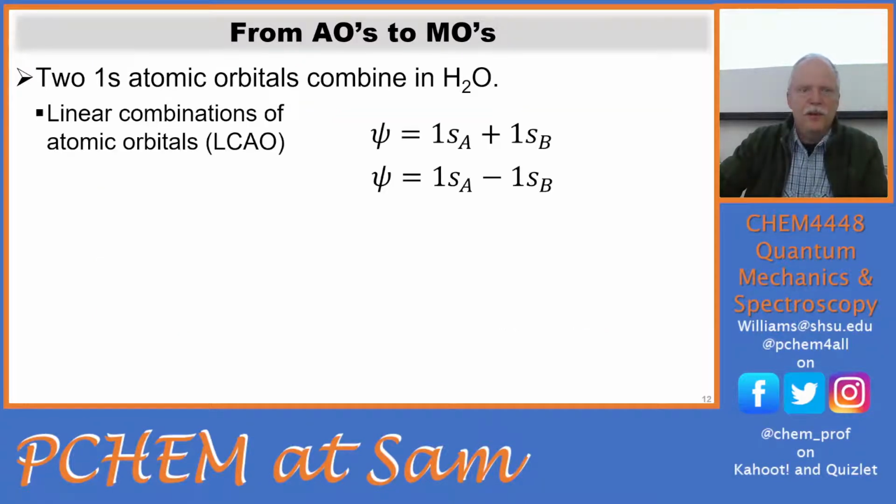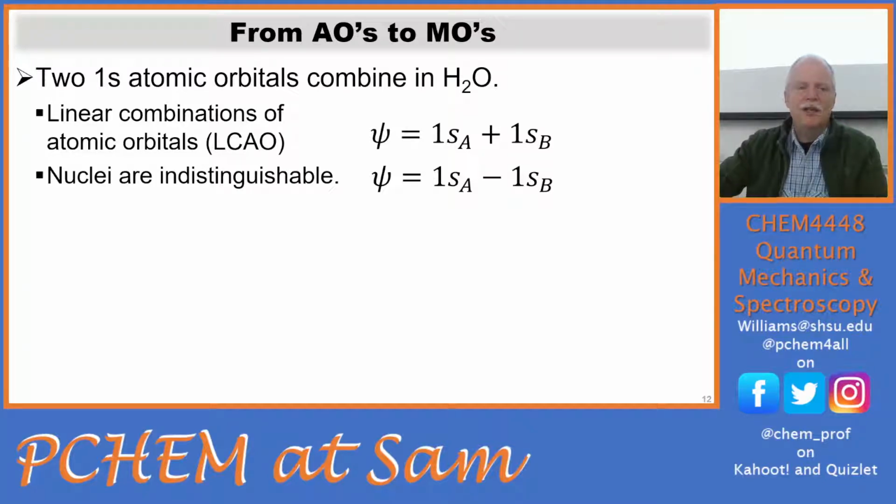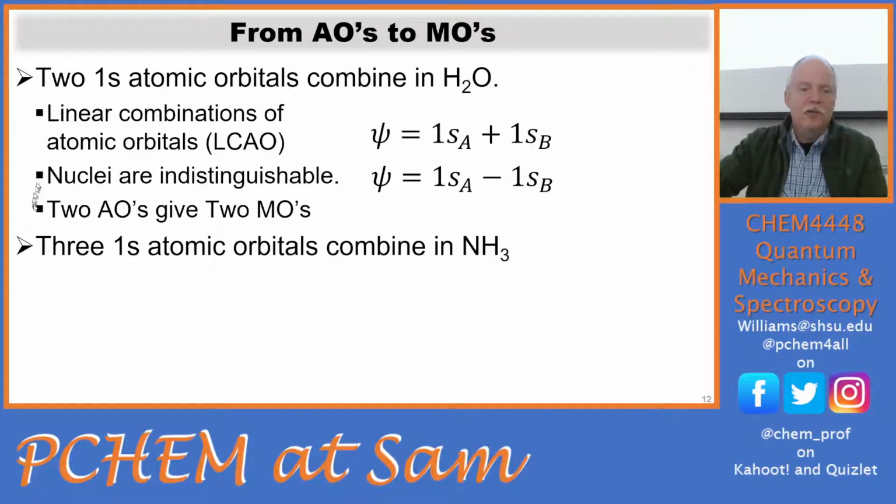So from two atomic orbitals, they combine in water. The linear combinations of atomic orbitals are here, the 1sa plus 1sb and 1sa minus 1sb. These are two nuclei that are indistinguishable, and so those are the only two that are going to combine in this area. And then we go to the full molecular orbital and combine them with the oxygen valence orbitals. Two AOs will give two MOs, and vice versa.